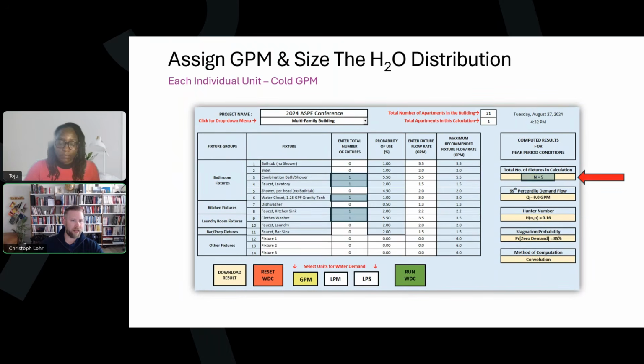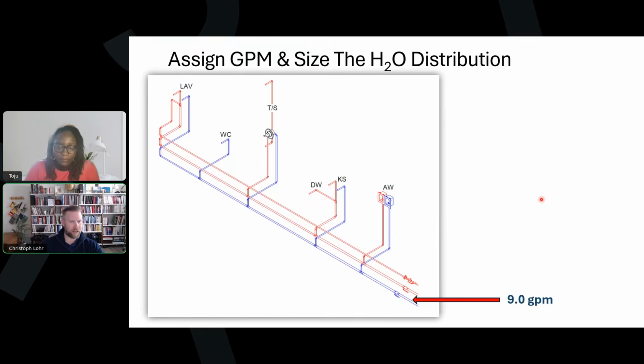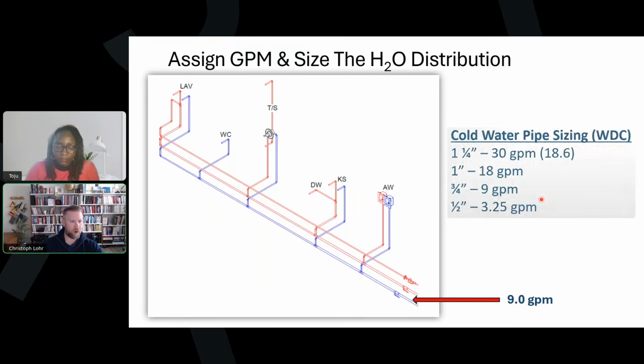And then you're going to press that green button of Run Water Demand Calculator. Again, what we end up with is for 5 fixtures, we have a peak flow rate of 9 GPM per the water demand calculator. So for that section of piping that's coming in there, the cold water, 9 GPM equates to a 3/4 inch.